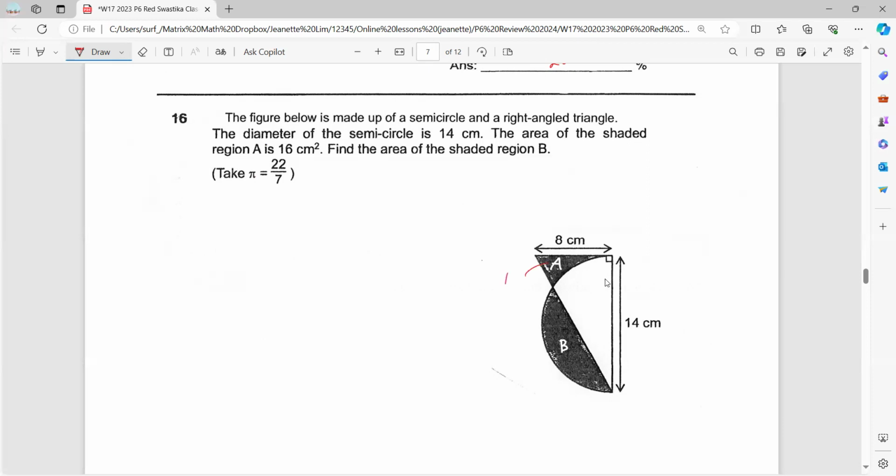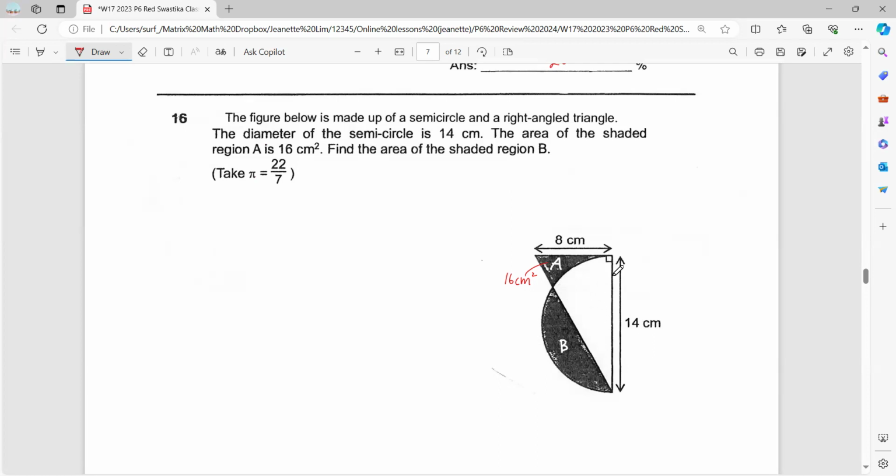So this one is 16. To find B, I will need to know the semicircle, then I minus off the unshaded part. But the unshaded part, I'm not given the information yet. To find the unshaded part, I can find the triangle minus 16. So let's find the area of the semicircle first.